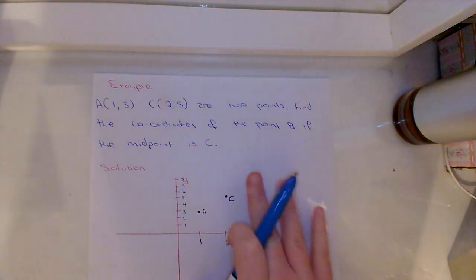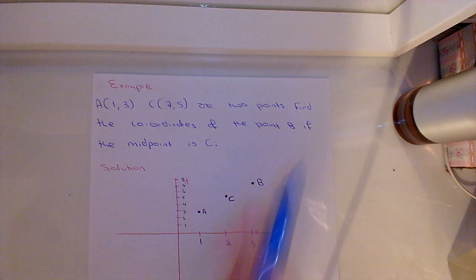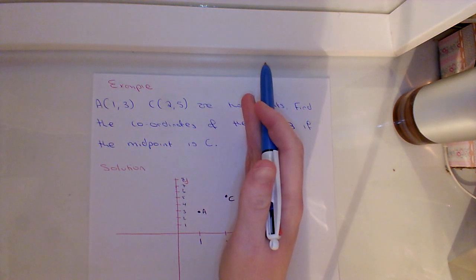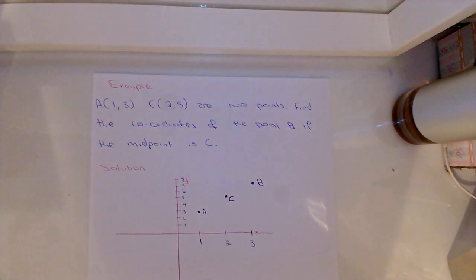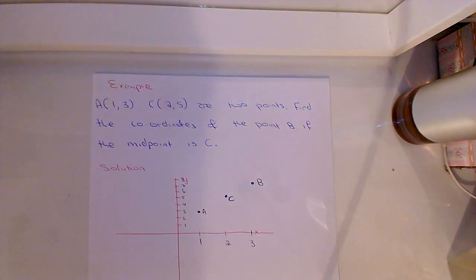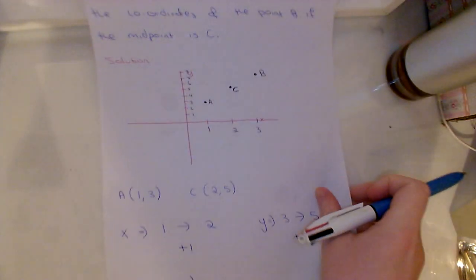I've obviously already filled out this question because I have it done, so that's where B is, but really all I should have is this here, and I'm told that C is my midpoint, so it's in the middle, so that means my B has to be somewhere out further here. In this case, I can't use my formula because I already have the midpoint and I'm looking for the other point on the line. So I have A is (1, 3) and C is (2, 5).